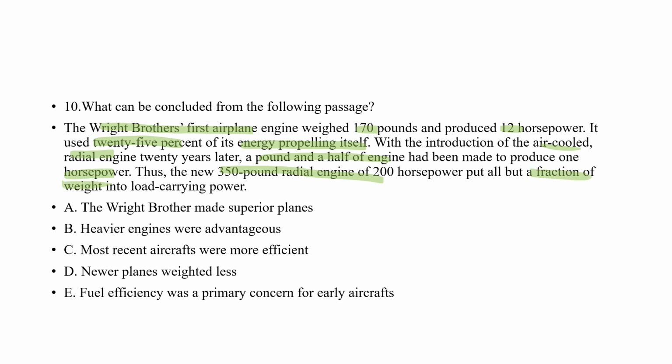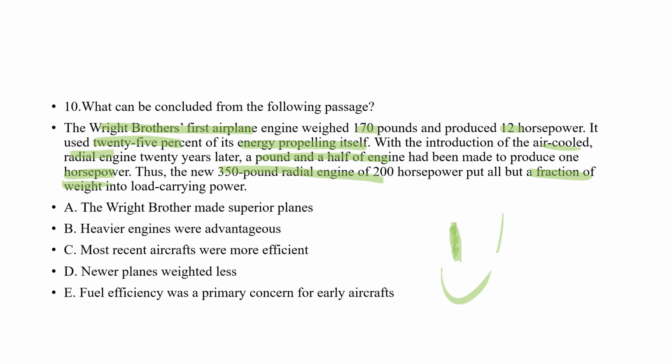So you want to see, okay, the Wright brothers made superior planes against who? That doesn't have enough information because it's only talking about their planes. Heavier engines were advantageous? Clearly not, because 170 for 12, 350 for 200. That just wouldn't make sense, because a pound and a half of engine to produce 1 horsepower is pretty much equivalent to like, I don't know, 10 pounds for just 1 horsepower. So heavier planes were not advantageous. Most recent aircraft were more efficient. That's very much a possibility, because as they developed, they got more and more efficient.